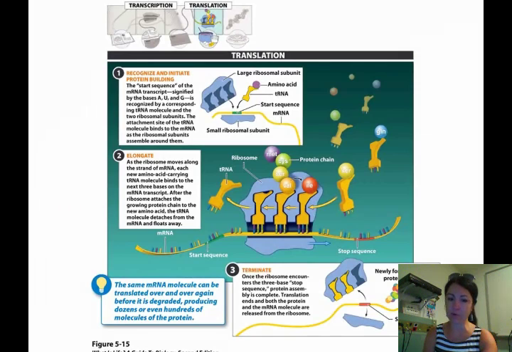And the protein assembly is complete, translation ends, and both the protein and the mRNA are released from the ribosome. So they're off to go do this process again and again multiple times. So the same mRNA molecule can be translated over and over again before it's degraded.